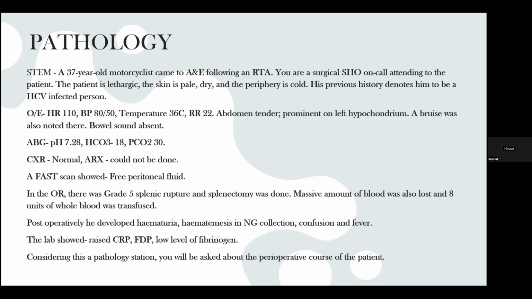So Dr. Rifat, do you want to add? Yes, thank you very much. This station, pathology itself, is a bizarre station, I always think, but Dr. Nasir did very well throughout the station.